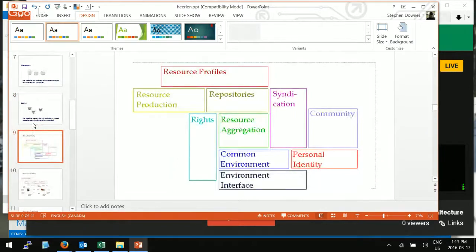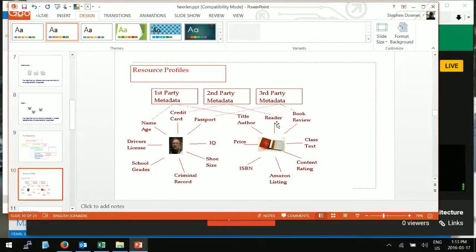So this is basically what the architecture would look like. I've got resource profiles at the top, resource production, repositories, aggregation, etc. There are many different ways of representing this architecture. This is just the way I represented it. Let's look at resource profiles, because resource profiles is a fundamentally different way of looking at resources and data.